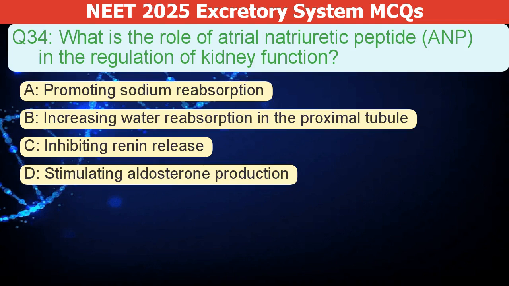What is the role of atrial natriuretic peptide, or ANP, in regulating kidney function? A. Promoting sodium reabsorption. B. Increasing water reabsorption in the proximal tubule. C. Inhibiting renin release. D. Stimulating aldosterone production.